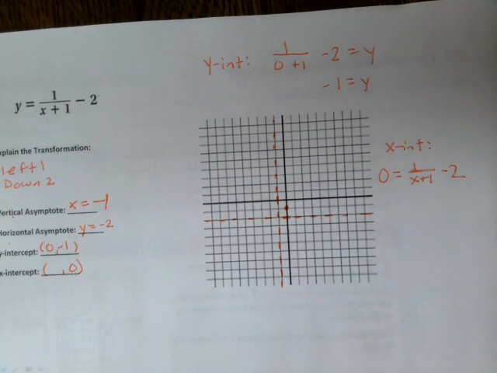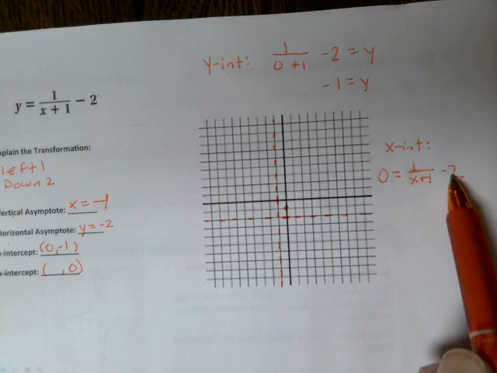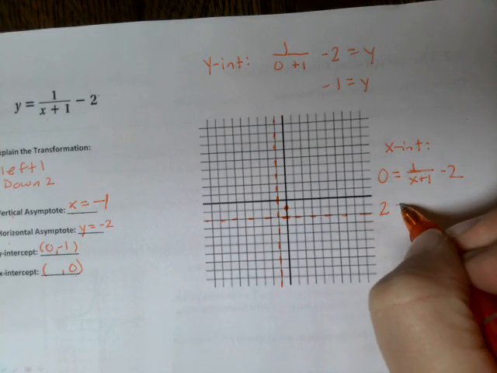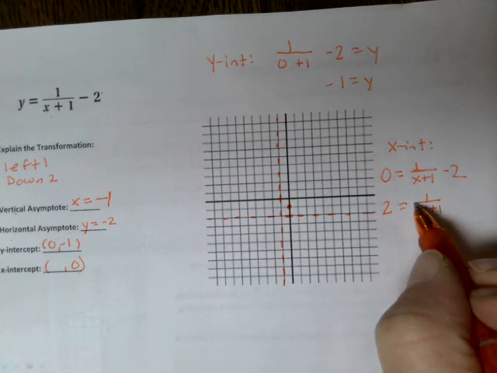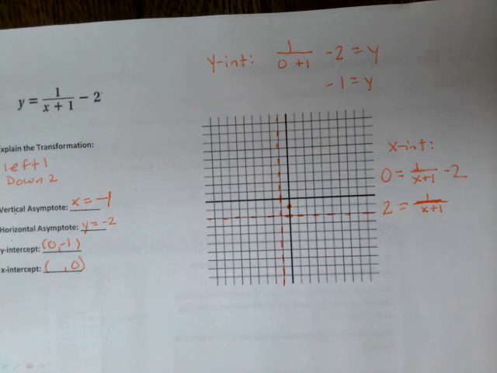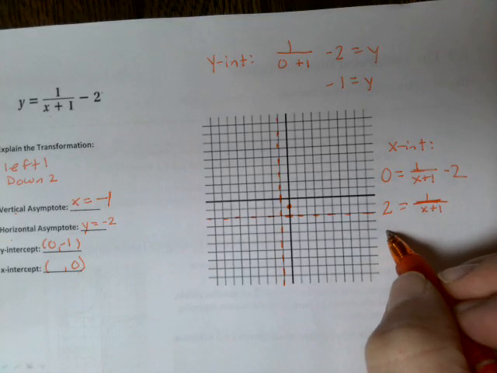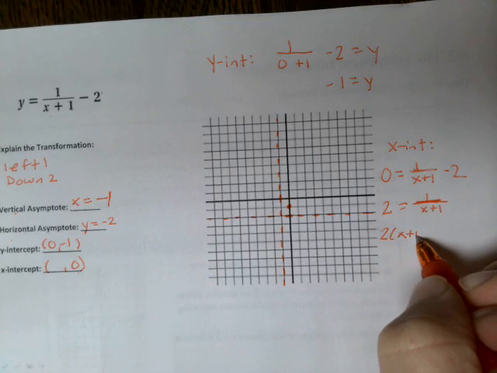Just like that. First thing I want to do is try to get my fraction by itself. So I'm going to add my 2 over. So 2 is equal to 1 over x plus 1. Because of this, you always want to get rid of this division. I have to think, what's the opposite of dividing? You got it. It's multiply.